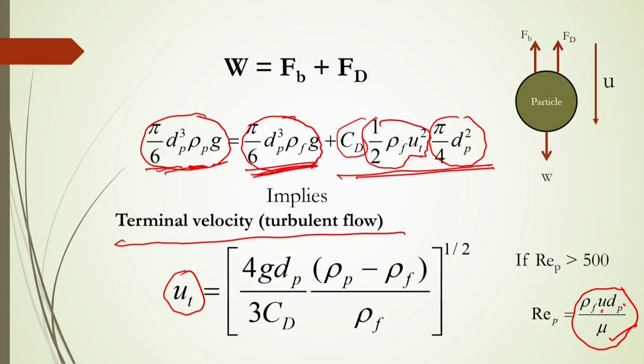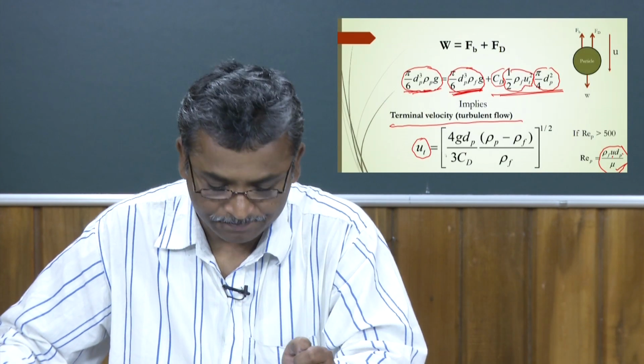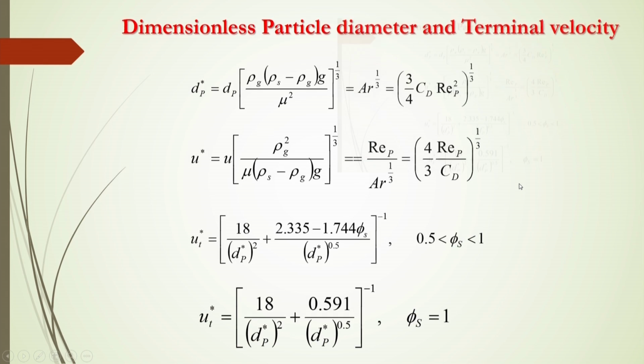So, in this way, at turbulent condition, we can calculate what should be the terminal velocity of the particle, and then we will represent this terminal velocity and also particle diameter in a dimensionless form. So, what will be the dimensionless particle diameter and terminal velocity? Why should we do this? In some references you will see that it is easier to represent the flow regime and also the flow behavior by this dimensionless number.